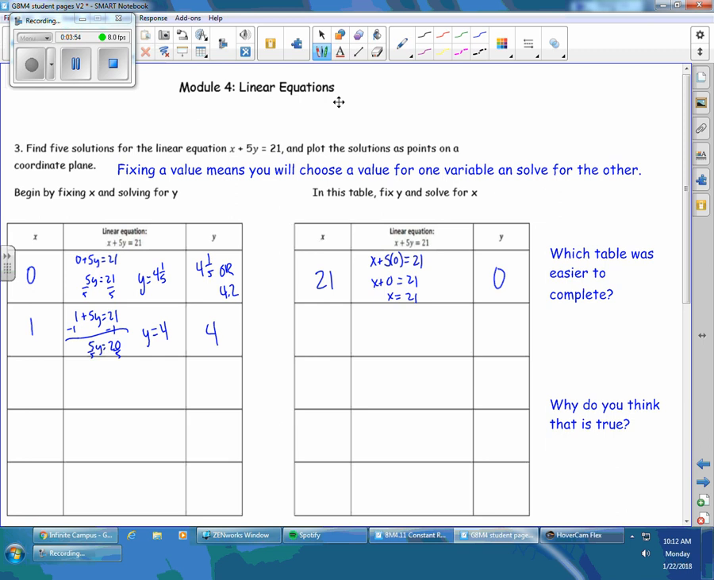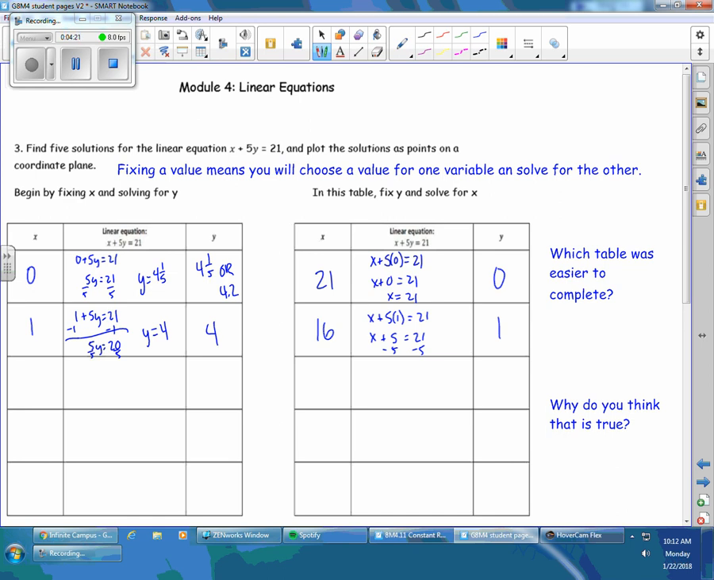Let's try this one. If I set y equal to 1, so I'll have x plus 5 times 1 equals 21. 5 times 1 is just 5. Subtract 5 from both sides, and x is going to equal 16. It seemed like fewer steps there. I don't know, that one seemed pretty good to me.